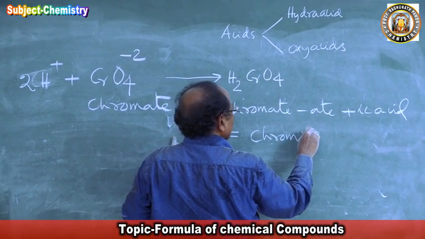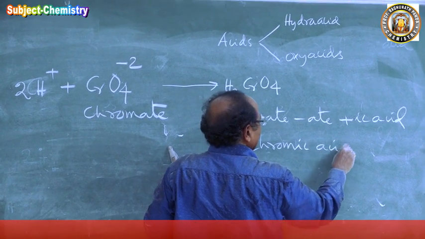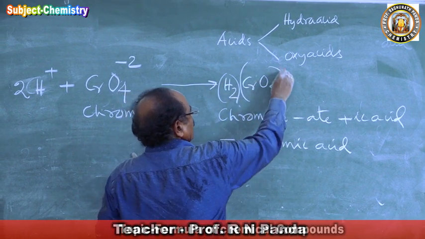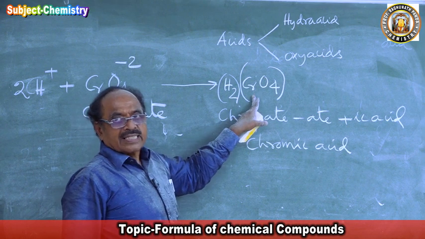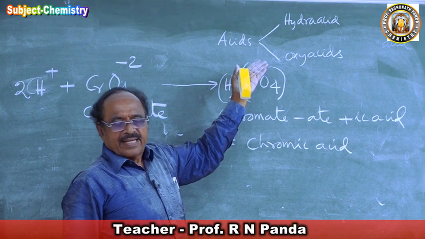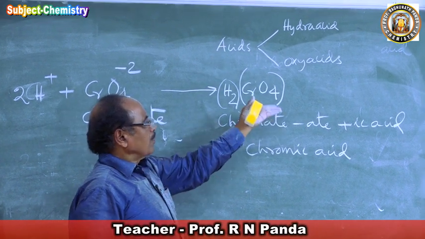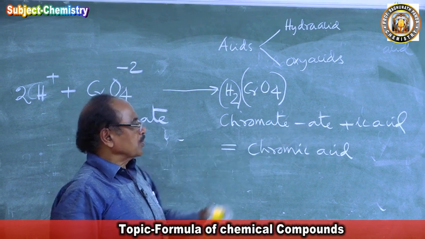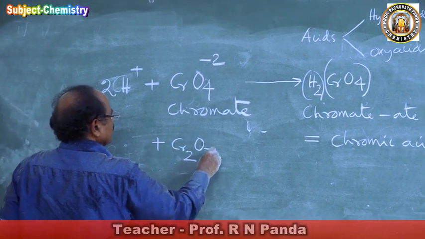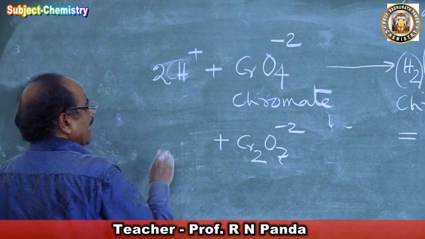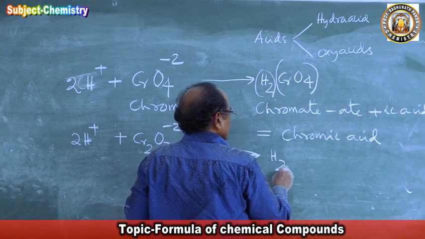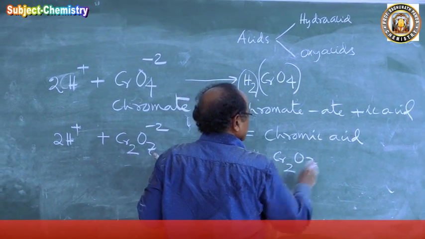If somebody has written the formula H2CrO4 and asks you to write the name, you know that you remove H. So who is the acid radical? CrO4. So CrO4 is what? Chromate. Why chromate? Because chromium is in the 6th group and in a higher valence state, ATE. So chromate, ATE minus IC acid, so you write chromic acid. Now you will have Cr2O7 minus 2, and how many H? 2H plus. So this will give you H2Cr2O7. So this is dichromate.